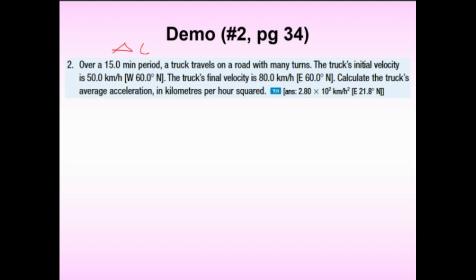Delta t. All right. So over a delta t of 15 minutes, a truck traveling on a road with many turns. However, at the beginning of the 15 minutes, what was the initial velocity of the truck? How fast was it going and in which way? It was going 50 kilometers per hour. And which direction? West, 60 north.